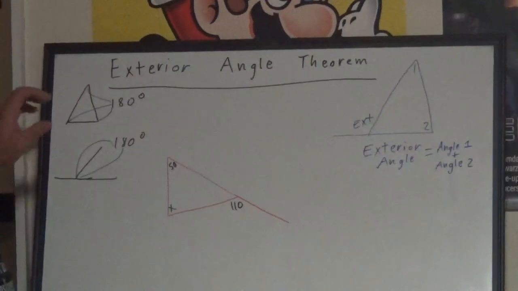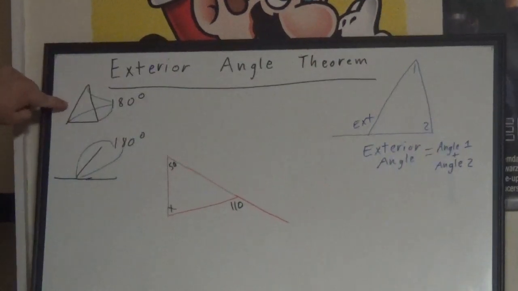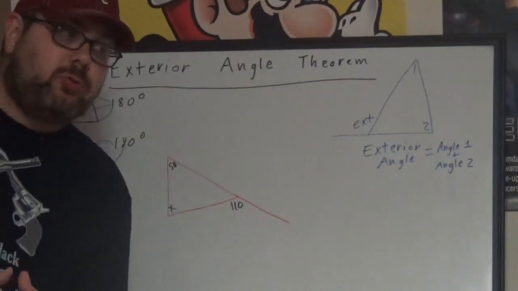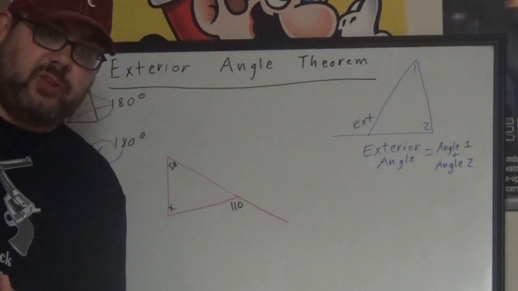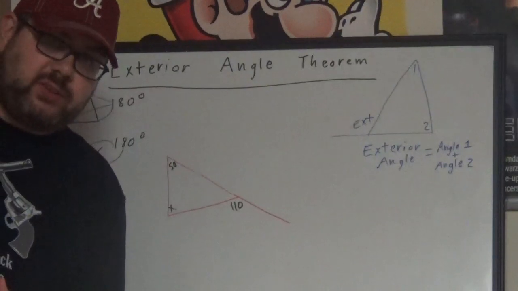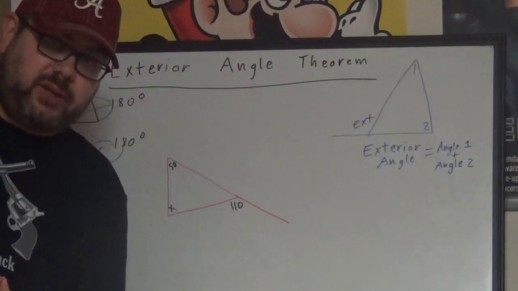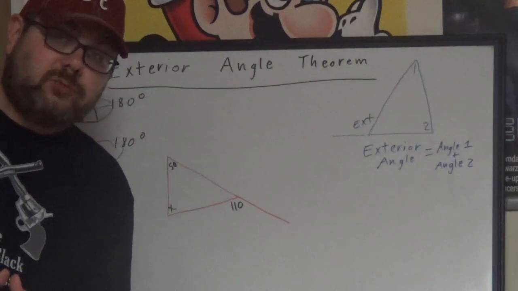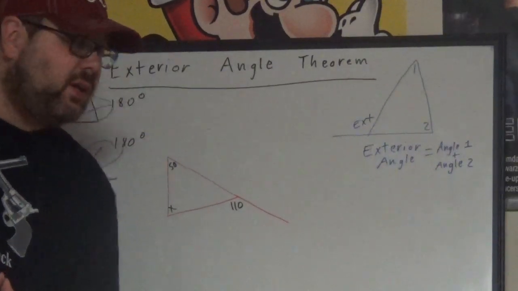I want to remind you of a couple of things that we've seen in the past, we've talked about in previous videos. One is the angle sum theorem. So if we have any triangle, the total degrees of the three angles always equals 180. So every triangle has a total of 180 degrees.